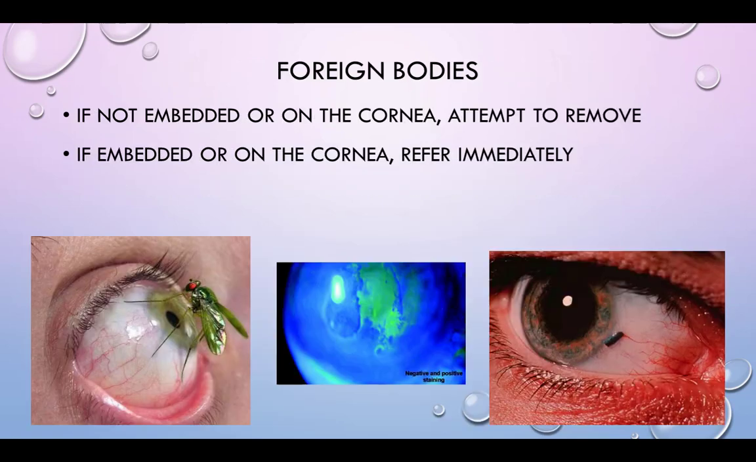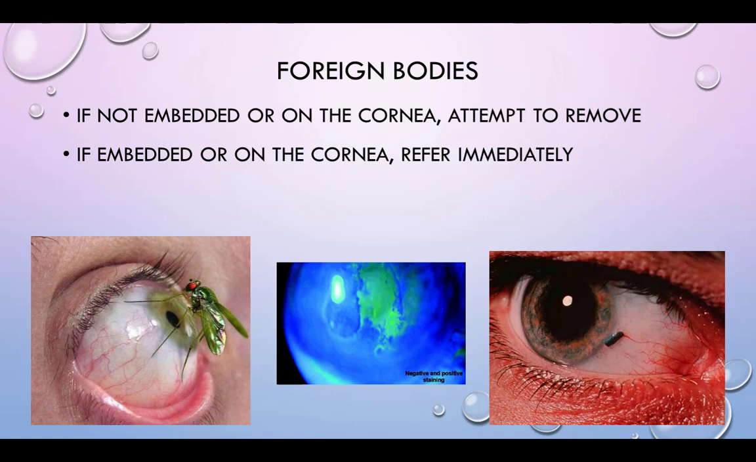Foreign bodies within the eye. These pictures are hard to look at. If the object is not embedded or is not on the cornea, we can attempt to remove the object by flushing the eye with either water or saline. If the object is embedded or is on the cornea, refer immediately.